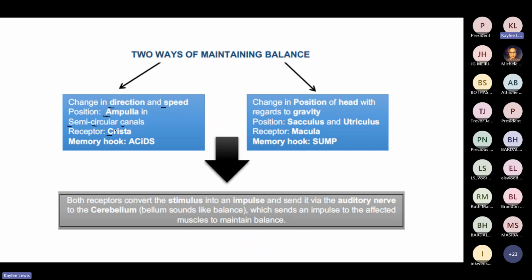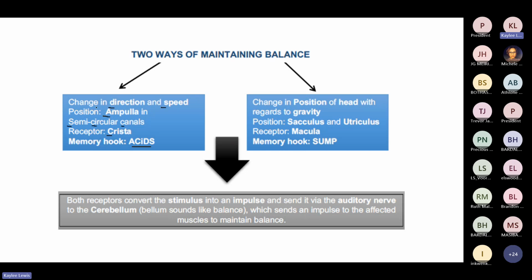Right, so the cristae is found in ampulla, which is in the semicircular canals. How do I remember the receptor? Well, semicircular canals has those C's for cristae. And how do I remember that whole thing? By the little acronym ACIDS. So ampulla contains the receptor called the cristae, which when stimulated will generate an impulse and then send it to the cerebellum in response to changes in direction and speed of the head. Okay, so that's the one part.